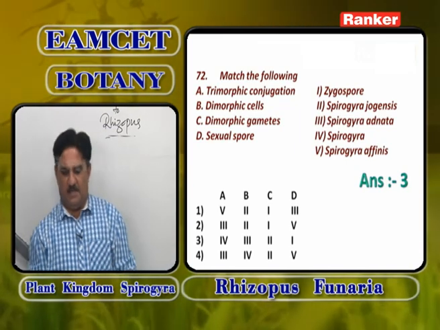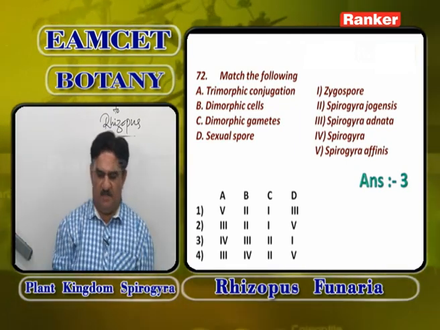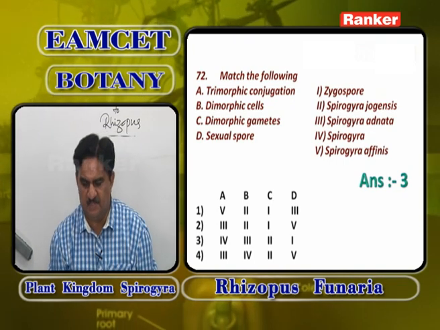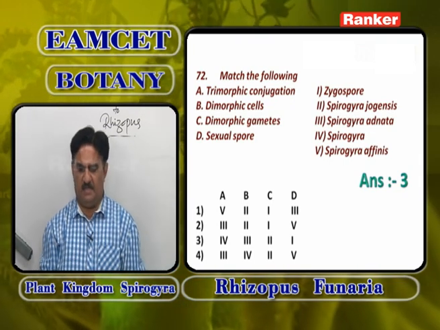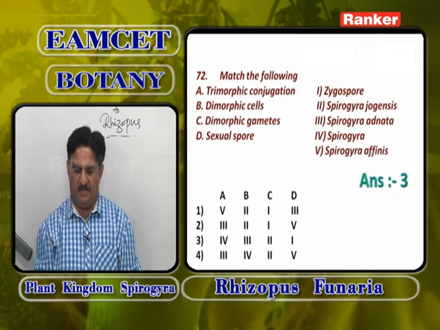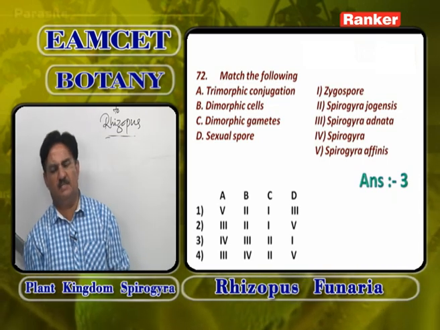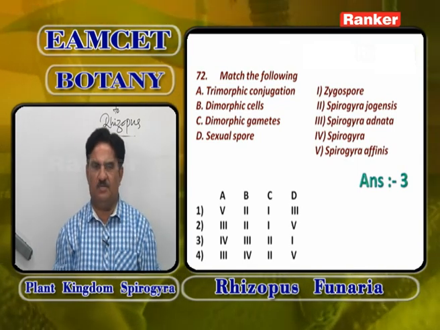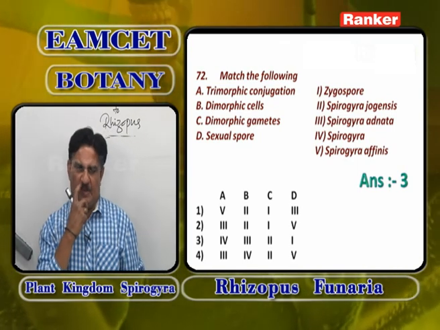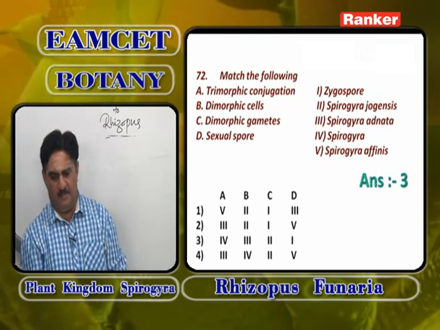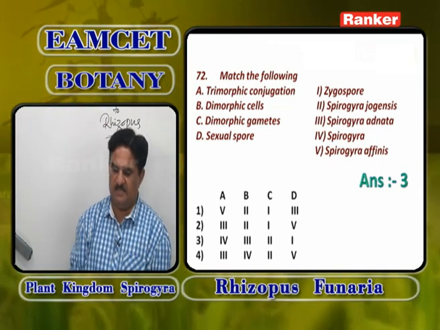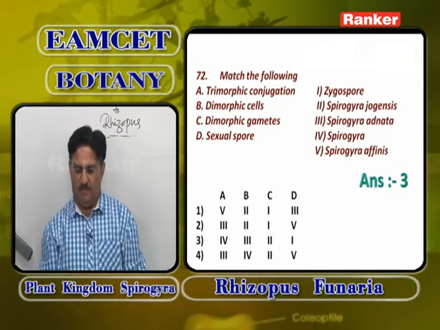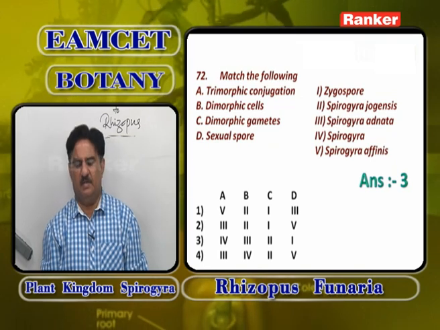So, trimorphic conjugation, Spirogyra graciana, 4. Here graciana is missed, Spirogyra graciana. B3, dimorphic cells is Spirogyra adnata, because two cells in the same filament help in that. Dimorphic gametes is Spirogyra jogensis, conical process in male gamete and non-conical process in female gamete, and D1, sexual spore is zygospore. So, A4, B3, C2, D1.